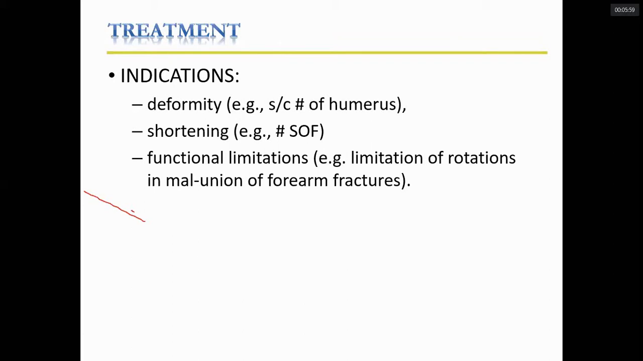So if there is any deformity, for example, bone stalk deformity in supracondylar fracture of the humerus, or if there is shortening. In the upper limb usually the shortening is not very obvious, but if there is shortening in the lower limb, the child or the person usually has to walk with a difficult gait or a limp. Or if there are any functional limitations, for example, malunion of forearm bones, and the person cannot fully supinate and pronate the limb.